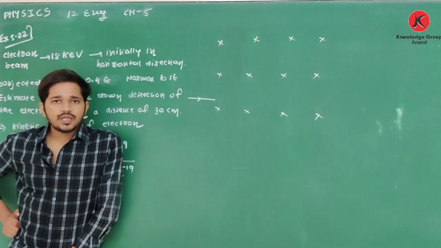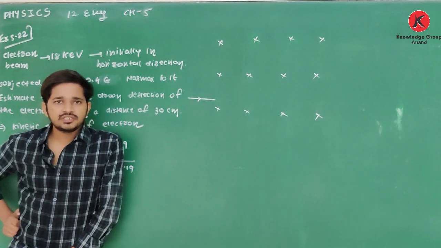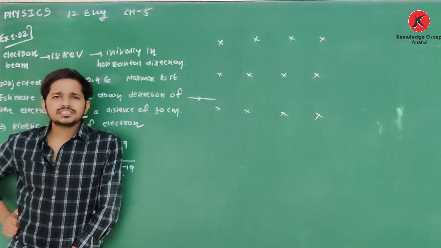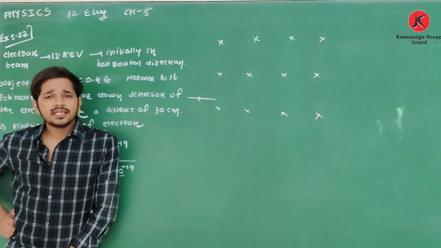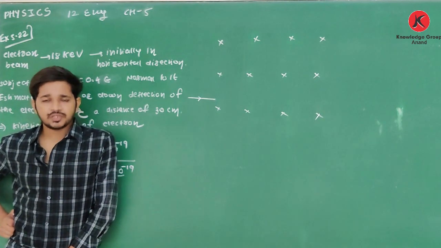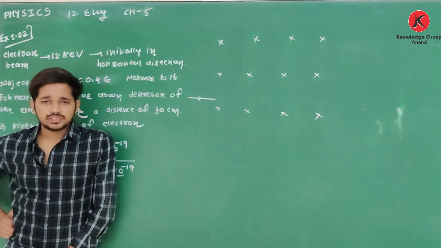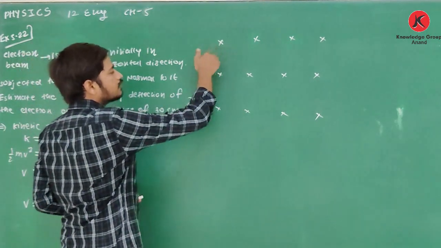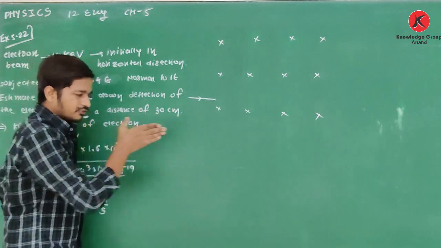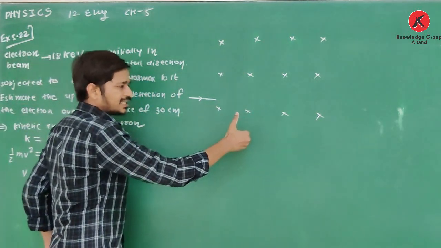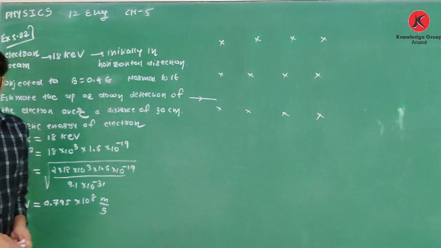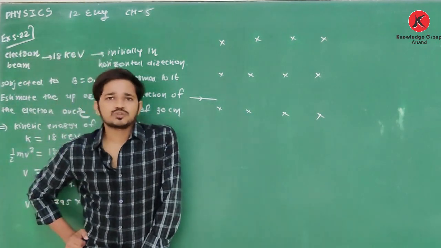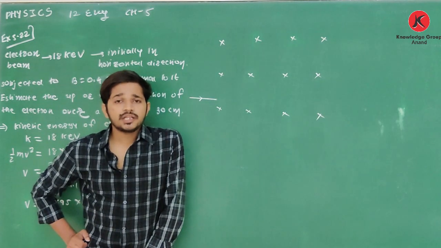We know that when an electron beam moves in the horizontal direction and enters a magnetic field normally, it will perform circular motion. Up or down? I have assumed the magnetic field perpendicular, inside. Velocity is in this direction, magnetic field inside, so the force is acting in the upward direction. So this electron will be deflected in the upward direction.